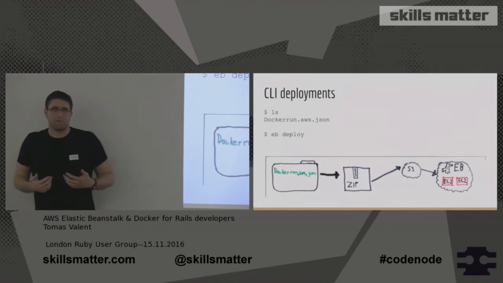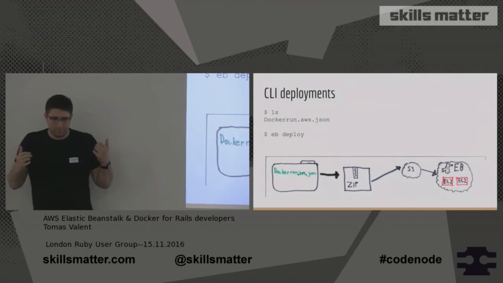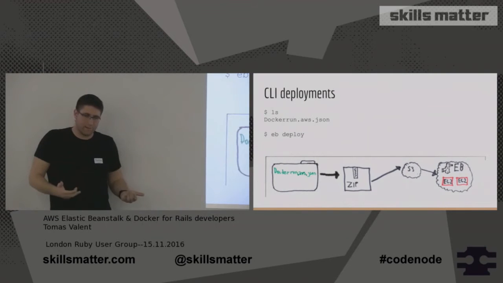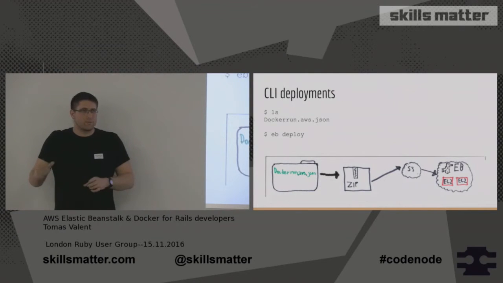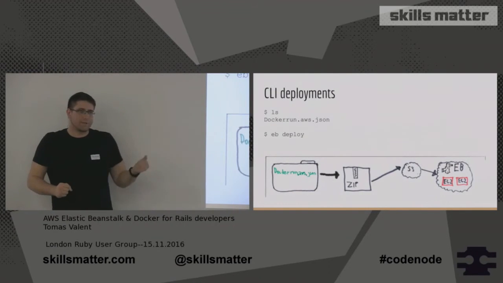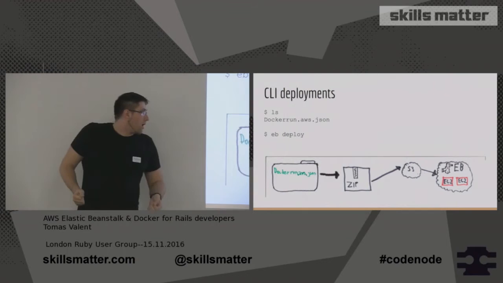Now, of course, we are web developers. We don't want to do deployments from a web interface. We want to use CLI tools. So in order to do a deployment, all you need to do is to cd into the folder where you have Dockerrun JSON and just type eb deploy. That's it, you've done your deployment.